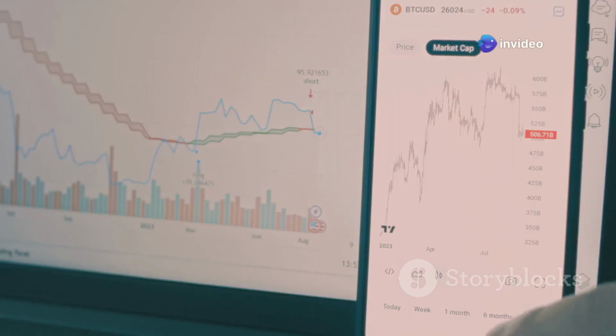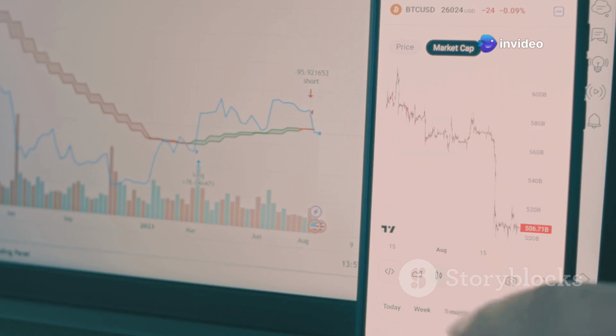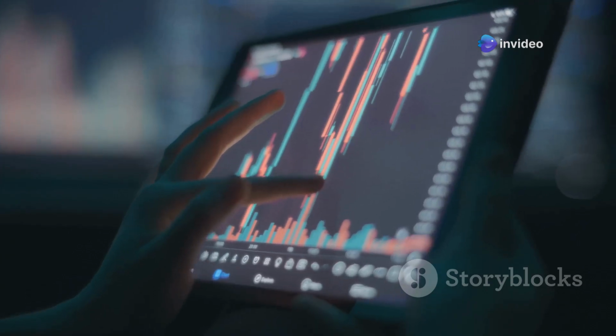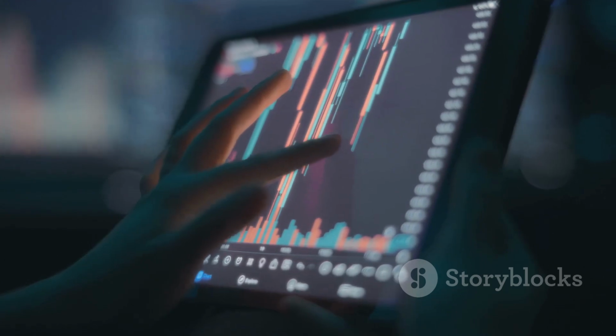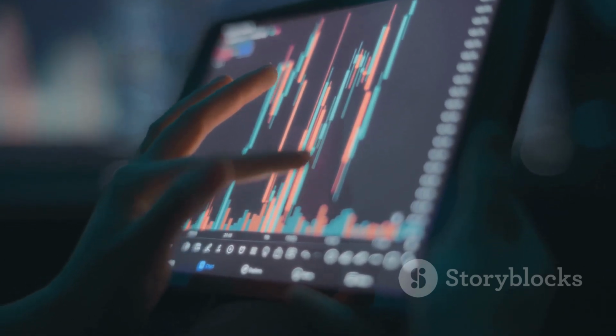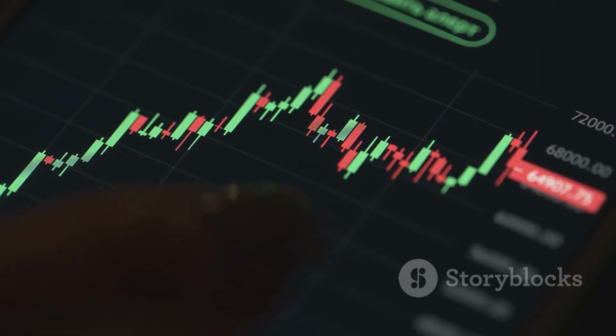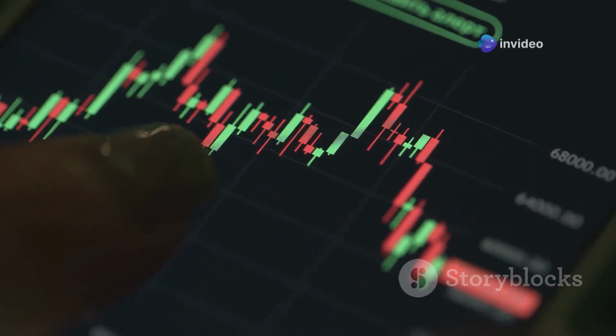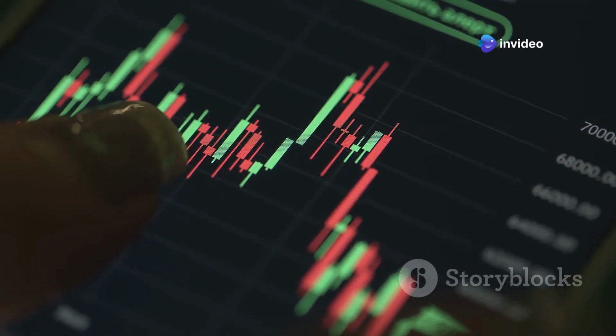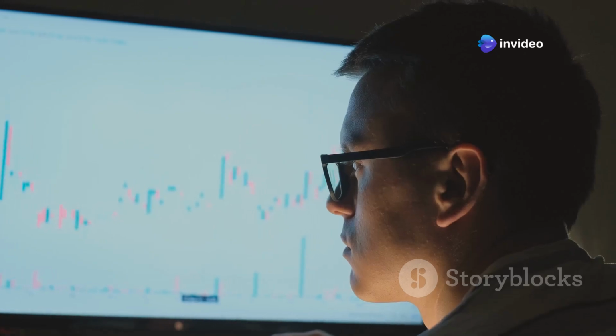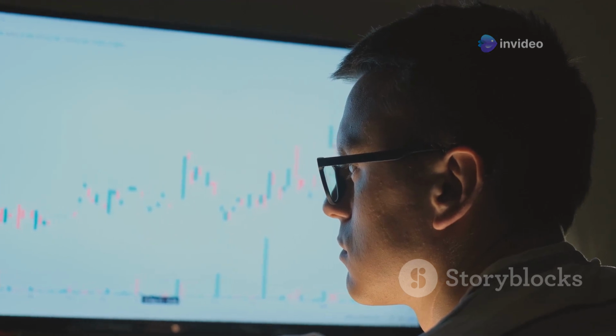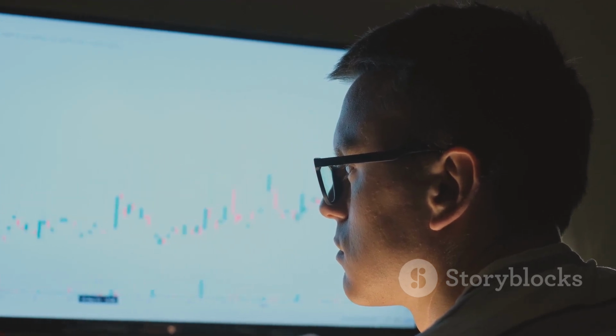Another important application of the AMA is to filter out false signals. In volatile markets, prices can fluctuate wildly, leading to whipsaws and false breakouts. The AMA's adaptive nature helps to smooth out these erratic movements, providing a clearer picture of the underlying trend. This can help traders avoid making impulsive decisions based on short-term price fluctuations.